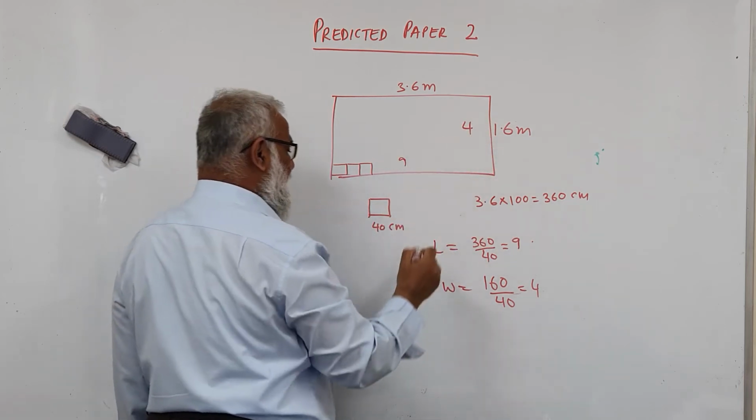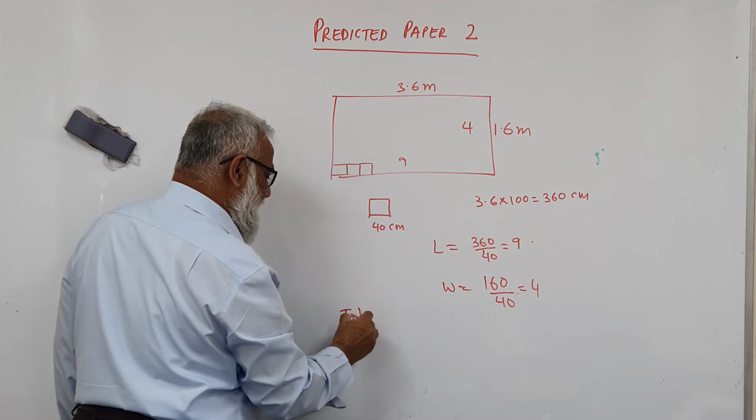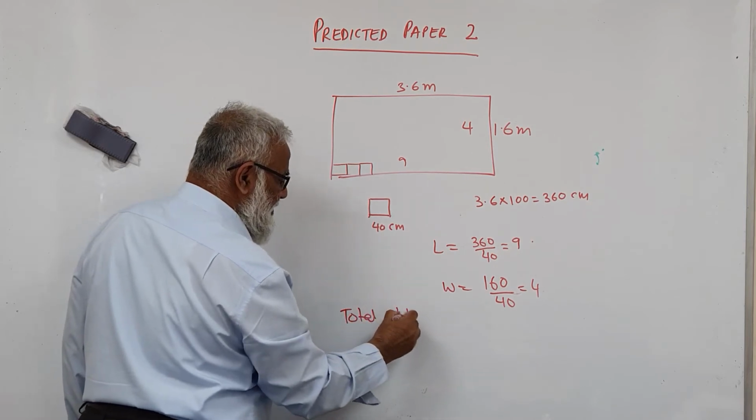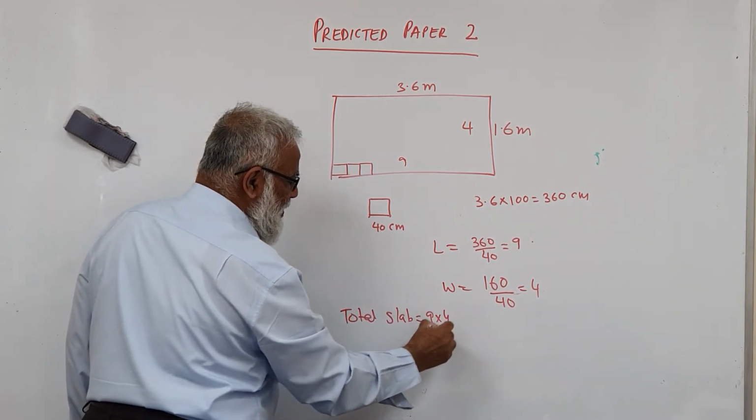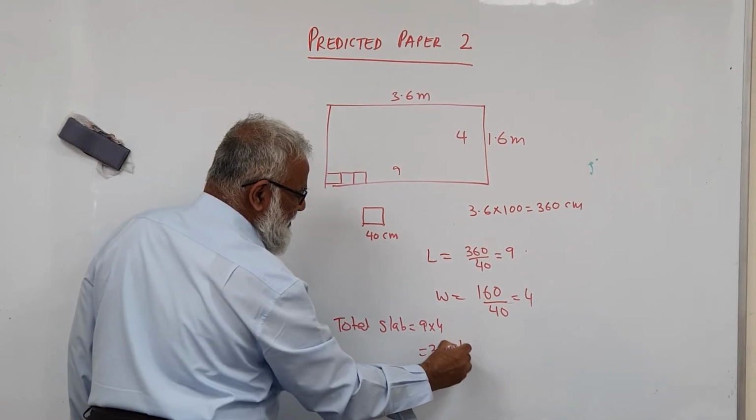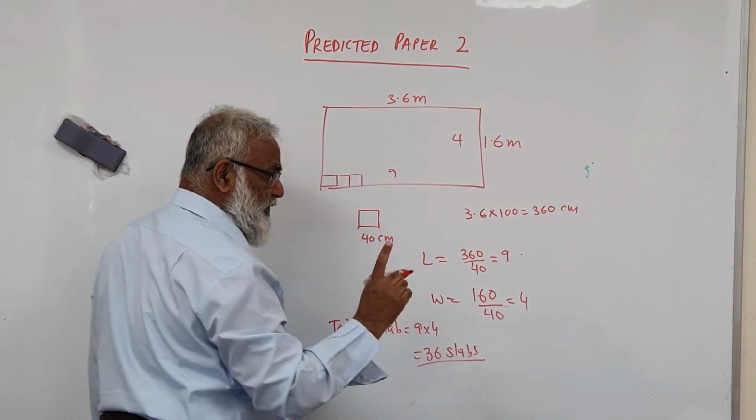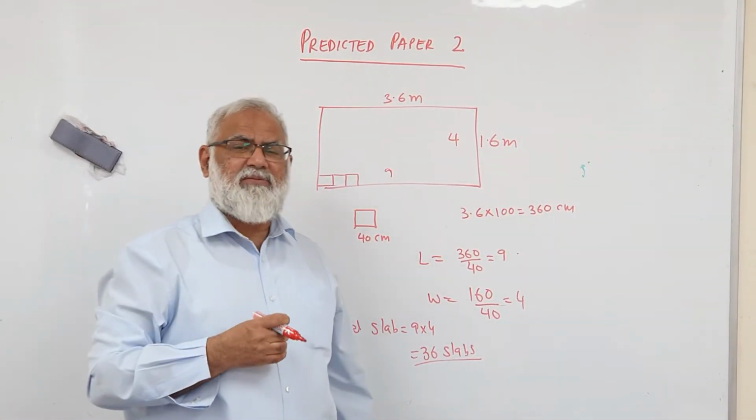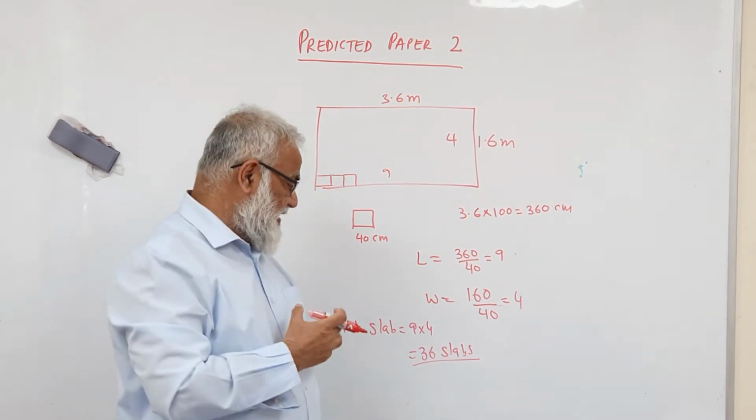9 slabs across the length and 4 across the width. How many slabs are there altogether? So the total is 9 times 4, 36 slabs. This is the first question in the exam: how many slabs should I buy? So I'm buying 36 slabs.